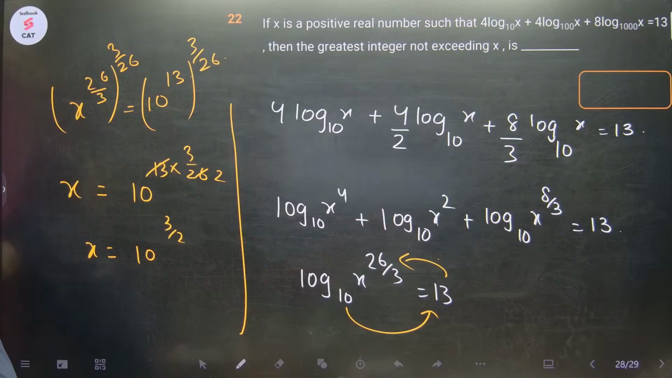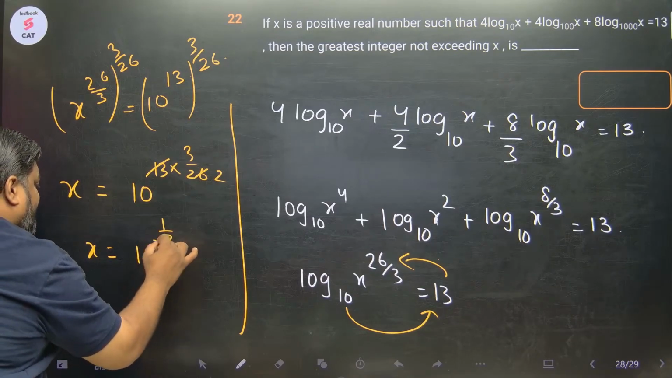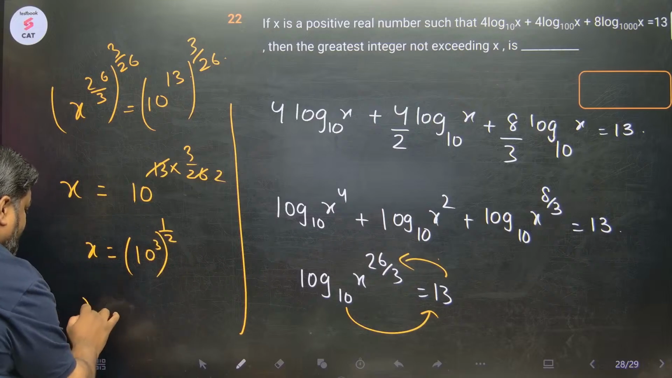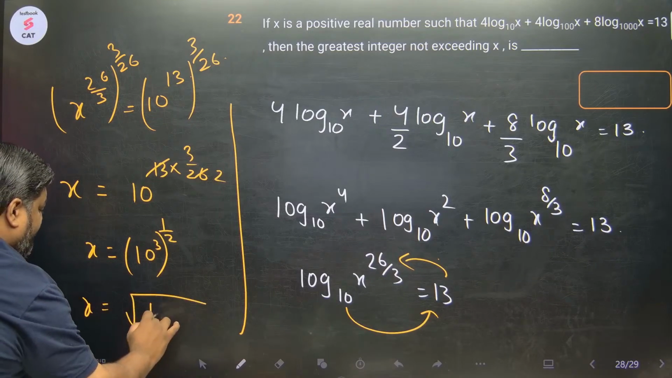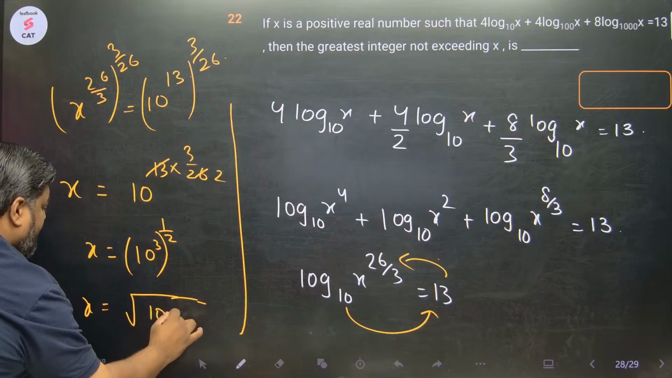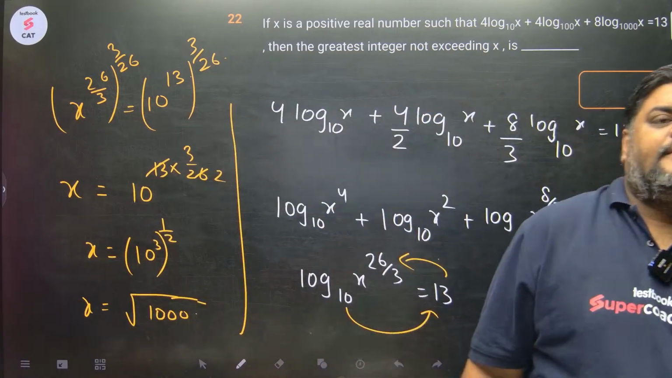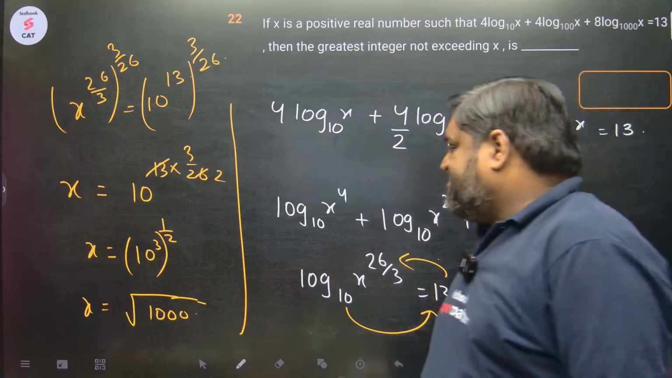10 to the power 3 by 2. So this can be rewritten as 10 cube to the power half. And this is nothing but the square root of 10 cube. What is 10 cube? 10 cube is 1000. So x is square root of 1000. How much is the square root of 1000?